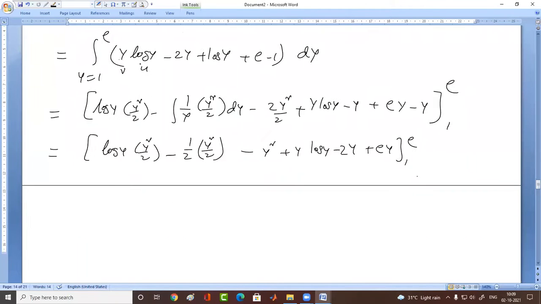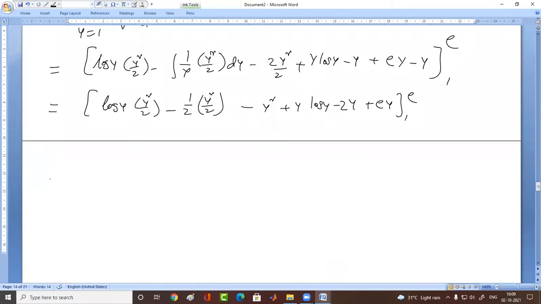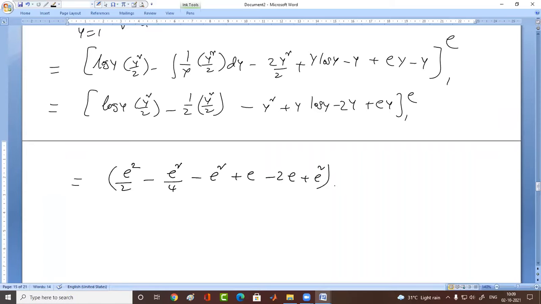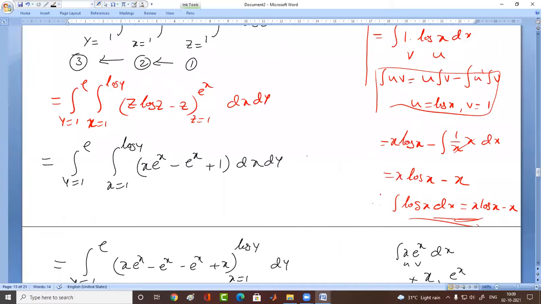Now first substitute the limit y equals e. Log e is 1, e square by 2 minus e square by 4 minus e square plus e minus 2e plus e square. If you put y equals 1, this is 0, minus 1 by 4, minus 1, this is 0, minus 2 plus e. Just simplify it, you will get the required solution. If there is any numerical error, just cross check it. Okay, we will get the solution.